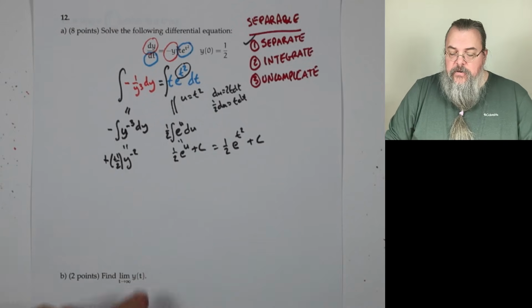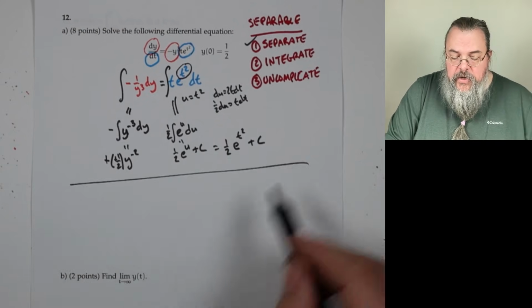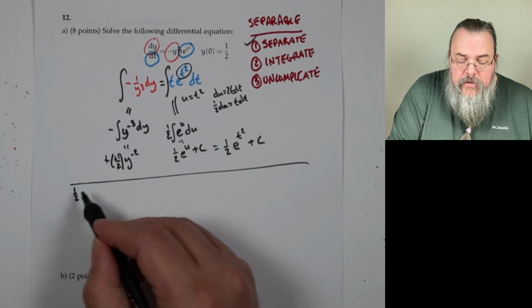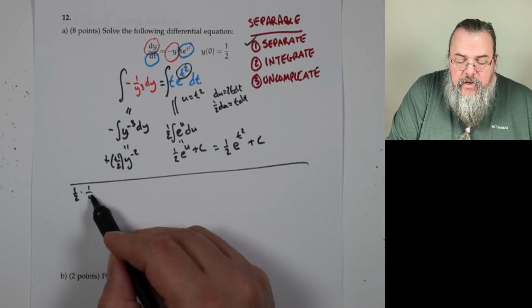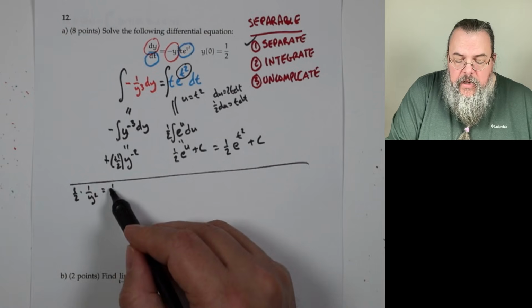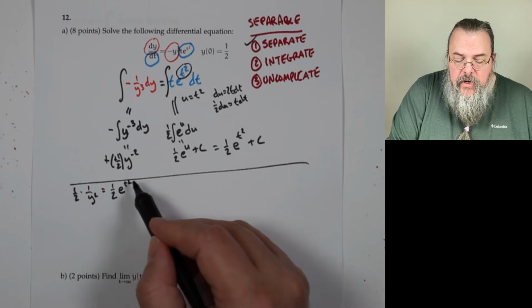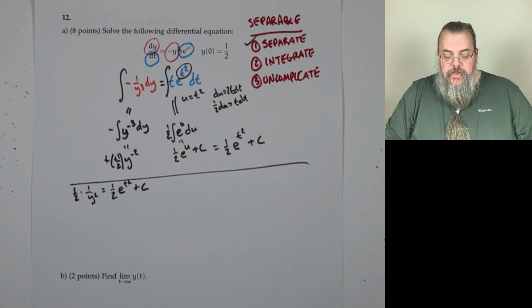All right, now let's clean up. We have 1/2, y to the minus 2 is 1 over y squared, equals 1/2 e to the t squared plus c.